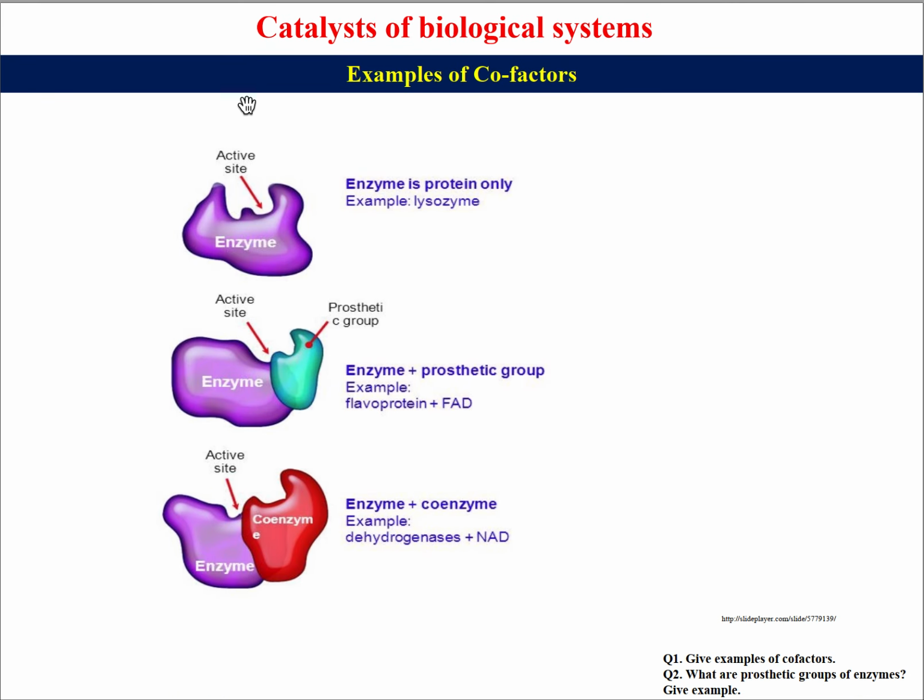So examples of cofactor: this is the enzyme and active site, and here is the prosthetic group. This is one type of cofactor, tightly bound with the enzyme, and coenzymes are loosely bound with the enzyme, and these are also cofactors. We studied organic compounds and inorganic compounds. That means cofactors are of two types, organic and inorganic. If it's organic, it's called a coenzyme or prosthetic group. If the organic compound is bound to the enzyme tightly, it is called a prosthetic group, or if loosely, it's called a coenzyme.